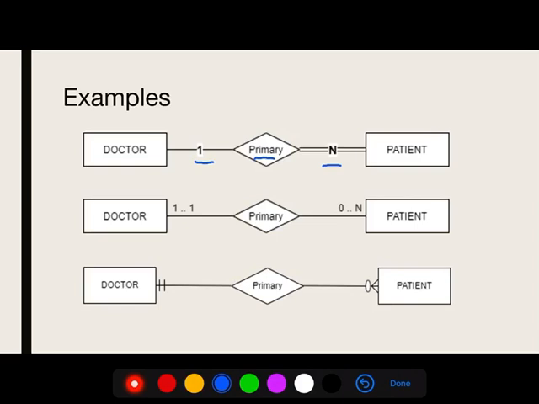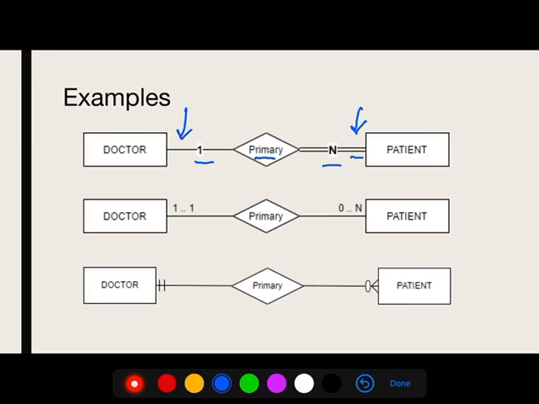Now, speaking of the participation constraint, we said a patient has to have a primary doctor. So in Chen notation, we put the double line on the side for the entity where it's mandatory, but the doctor doesn't have to be. So they have a single line on this side, and on the patient side, the double line.